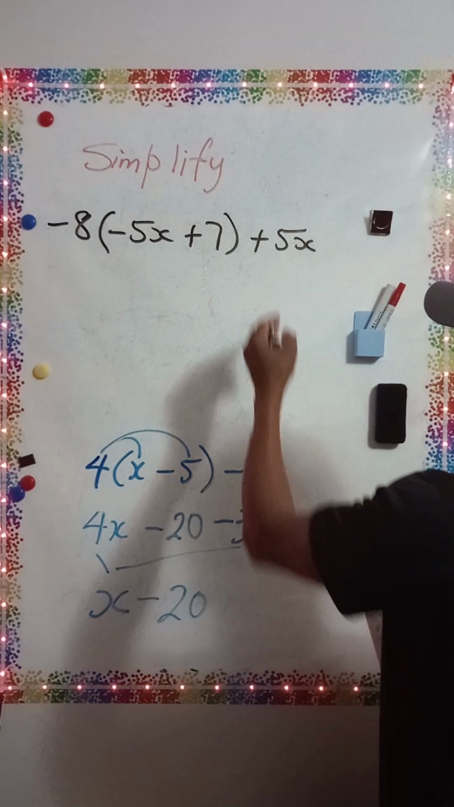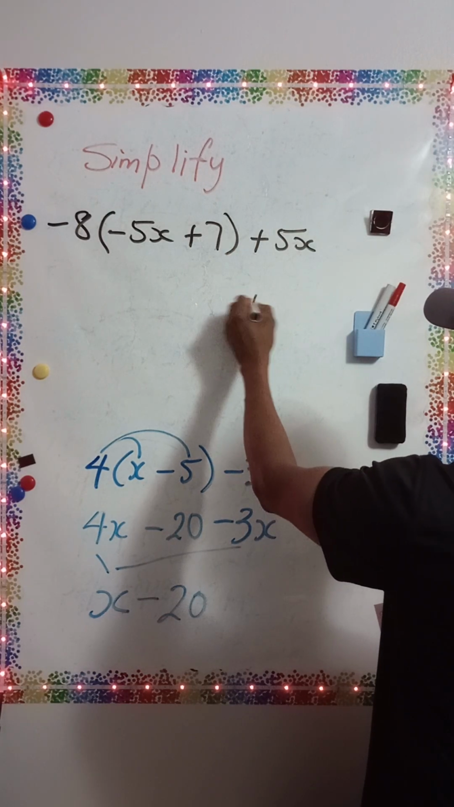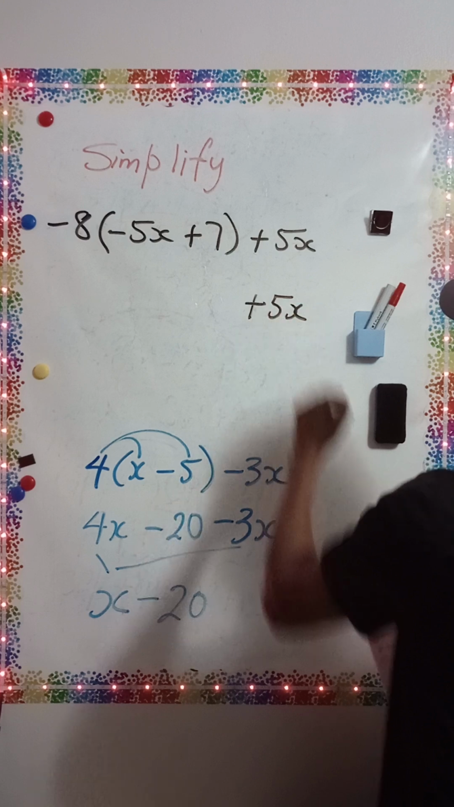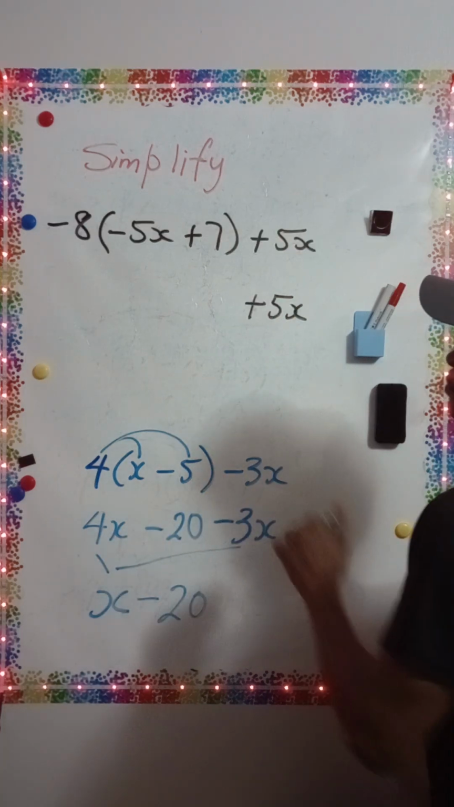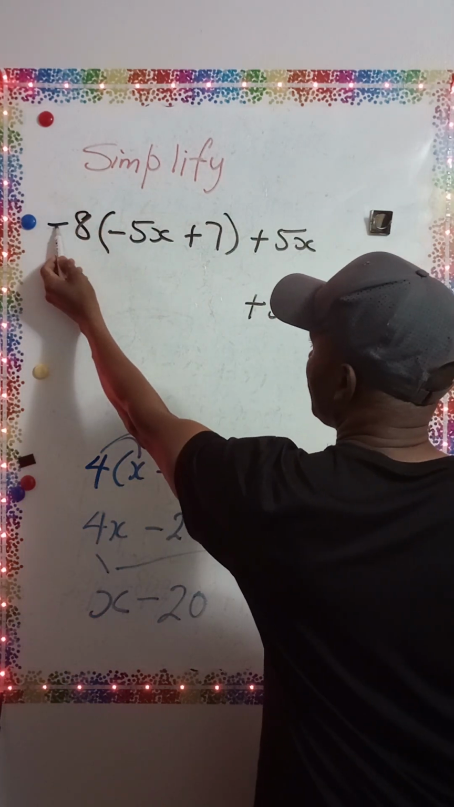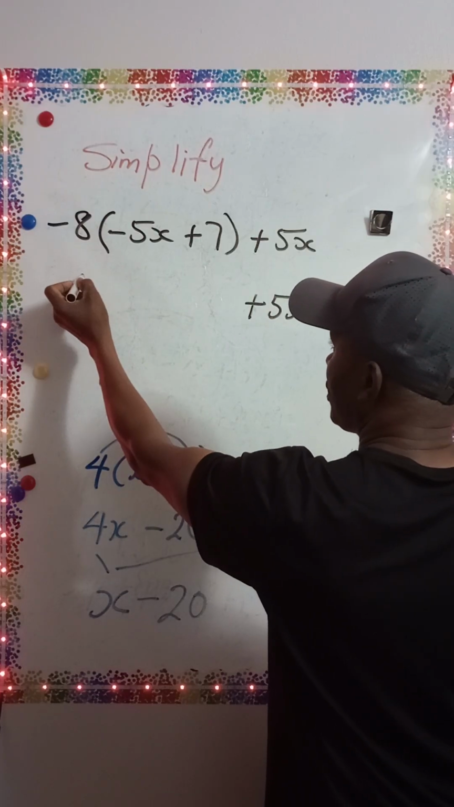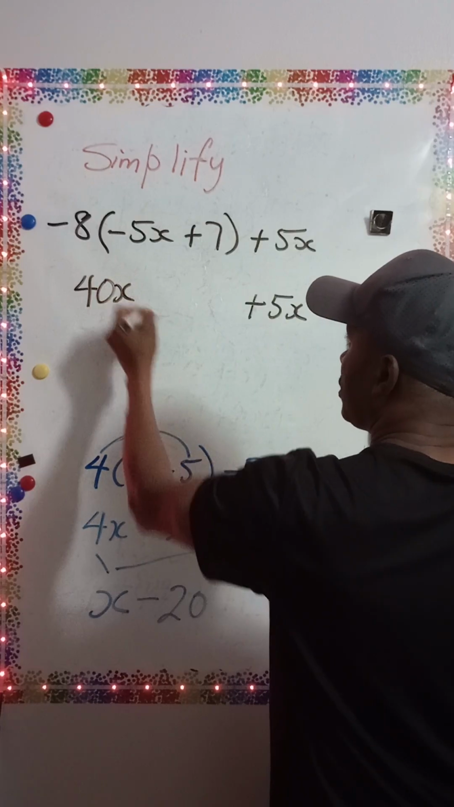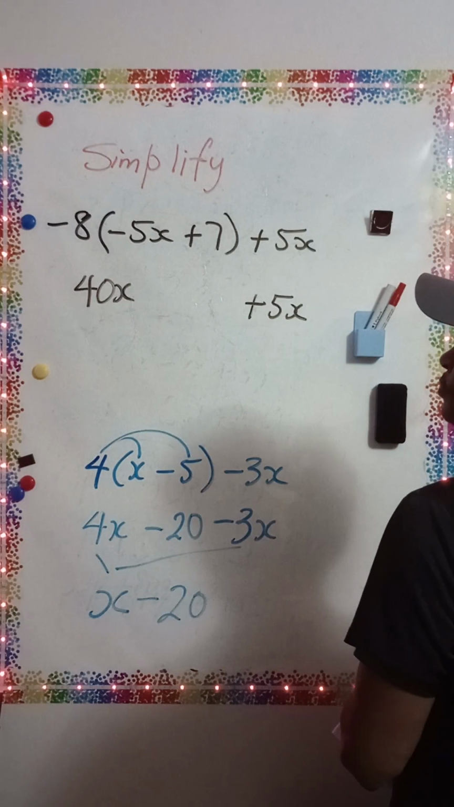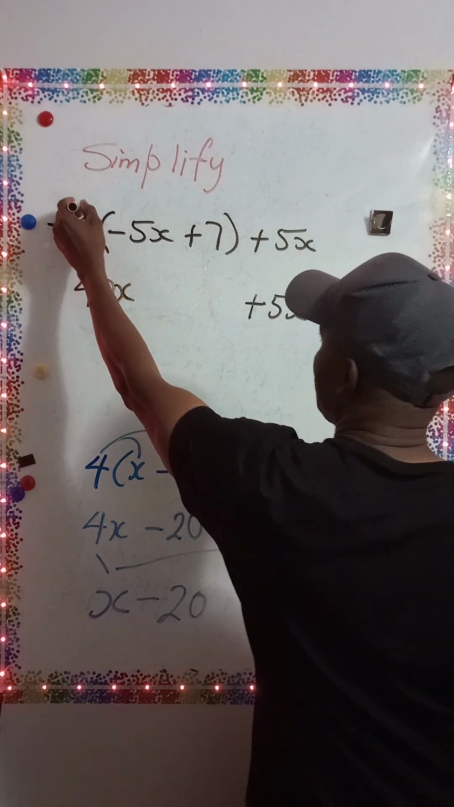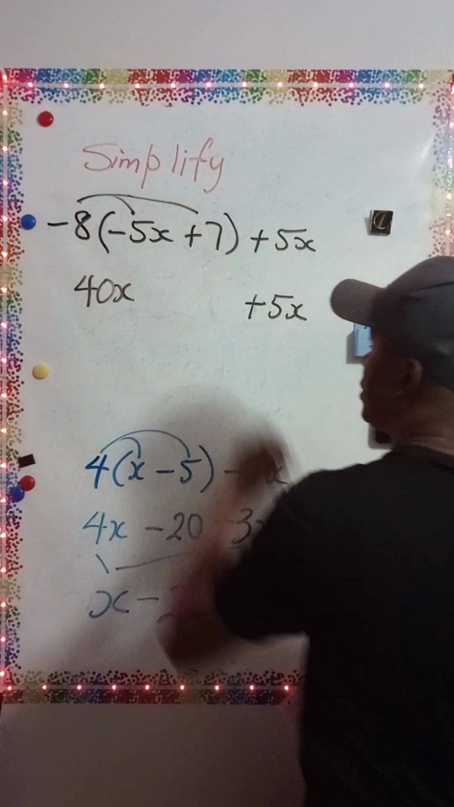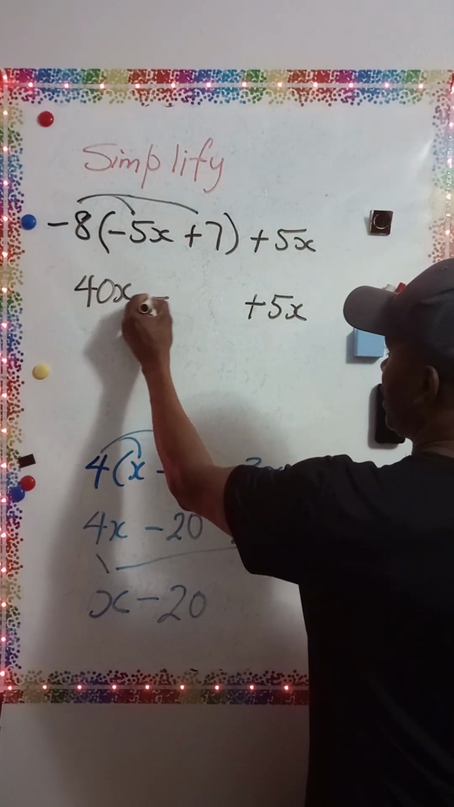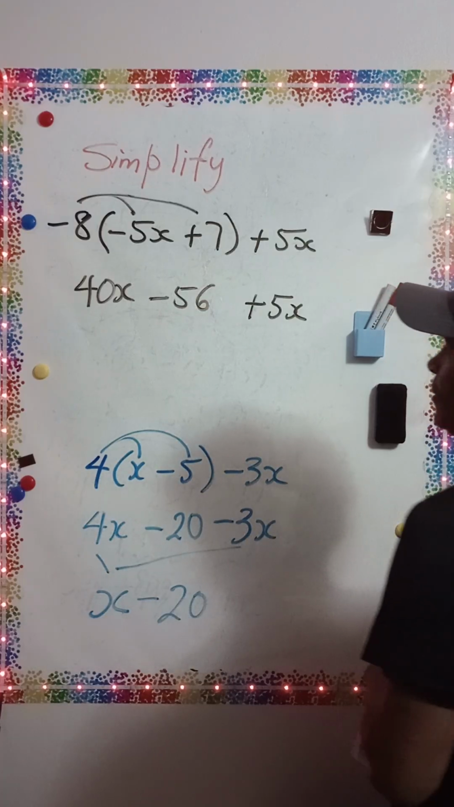So let's go and distribute. Of course, we're going to bring this down. We're going to have what? Negative 5x, sorry, we're going to have negative times a negative is a positive, and 8 times 5x is 40x. So we're going to have 40x so far. And negative 8 times 7 will give us negative 56.